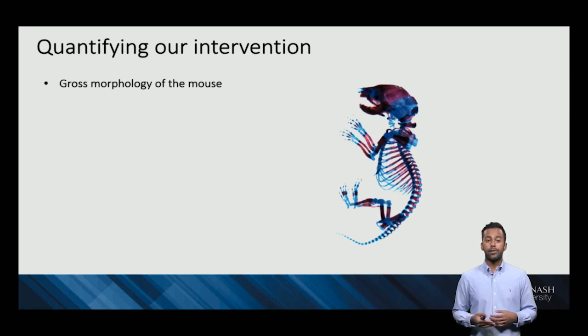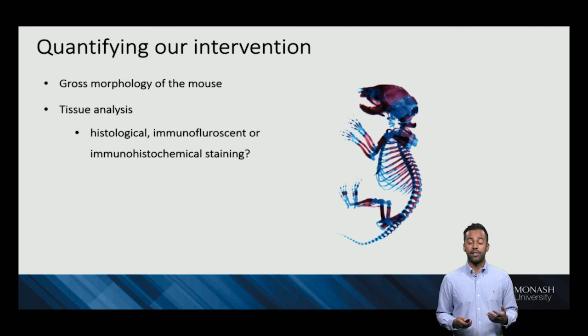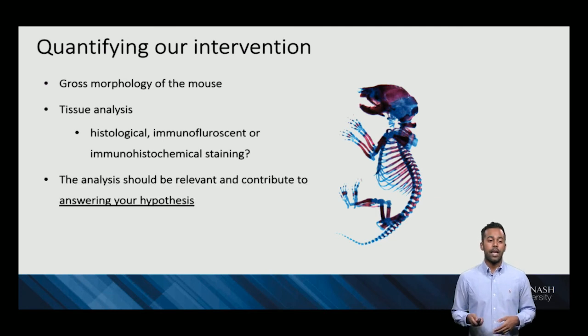If we're going to knock out these two genes, both BMP7 and TSG, and we're interested in whether or not it's going to perturb lower limb development, we can just look at the lower limbs and see if there's anything wrong with them. We could then look at the tissue itself, so stain the whole embryo or fetus using histology, perhaps using some immunofluorescence or immunohistochemical staining like you've learned in your previous lectures. And then the end goal here is that our analysis should be relevant and contribute to answering our hypothesis.